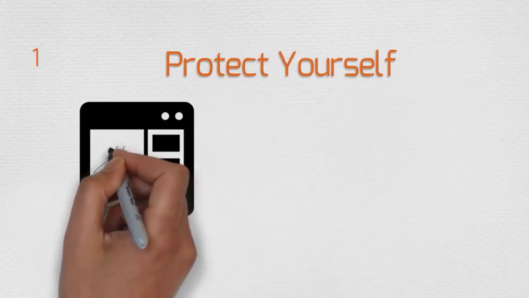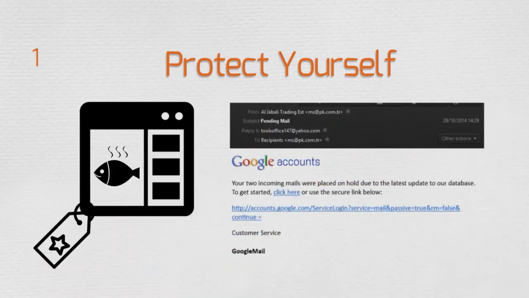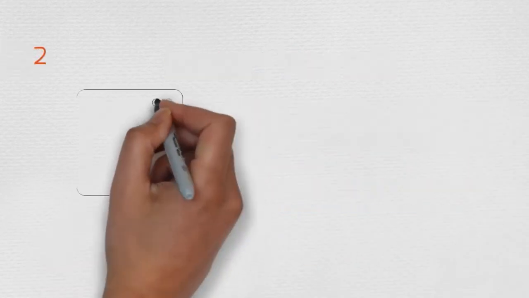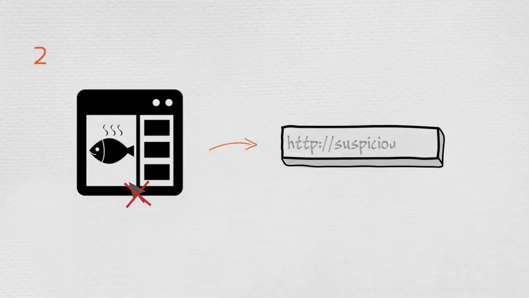All phishers try to replicate the look and feel of an existing site. They also promote gifts or the loss of an account. Secondly, don't click on links in a suspicious email. Type the URL directly into a web browser.